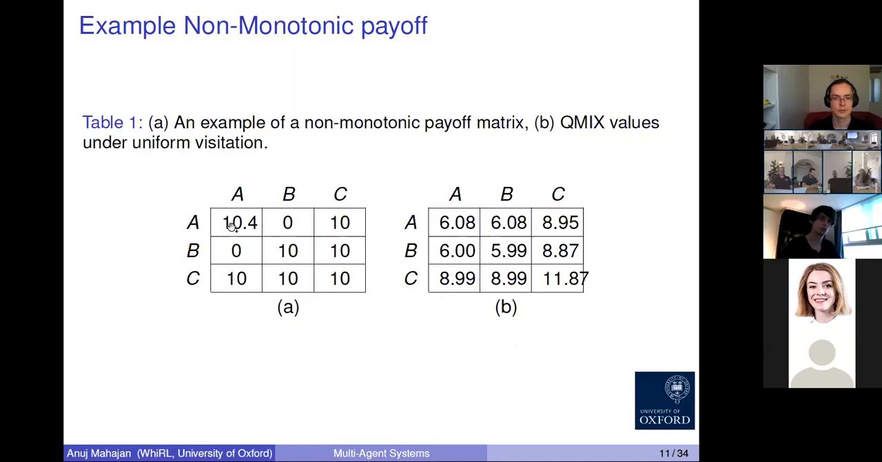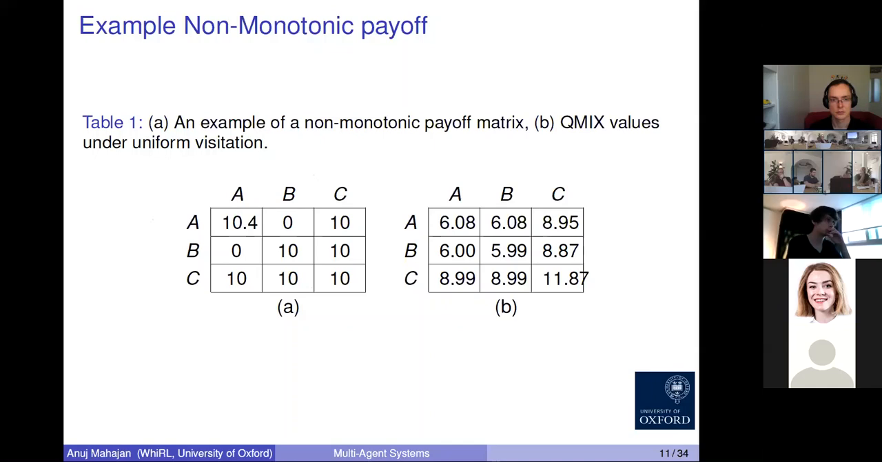So this is basically the problem of non-monotonicity, and the essence of non-monotonicity lies in the fact that the problem of maximizing my joint utility is dependent on the actions of the other agents. When I fix the column agent's action to be A, then my maximizing action is A. But if I fix the action of the column agent to be B, then my maximizing actions are either B or C. And this is the simplest manifestation of non-monotonicity.